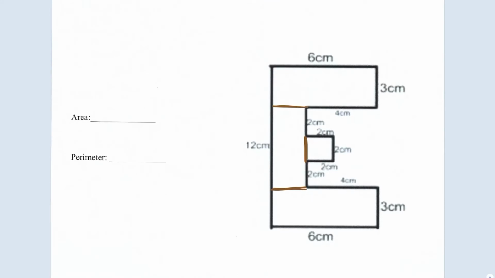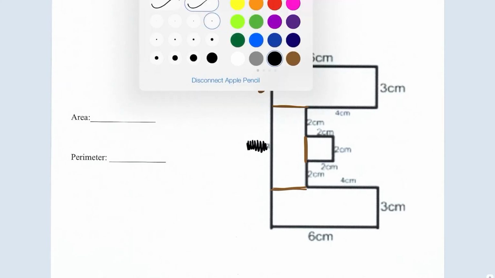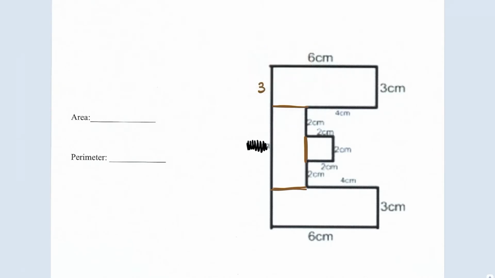I'm going to write in some dimensions that I don't know yet. I know this side is going to be 3. I'm going to cross out this 12 for now. Don't forget it's there, but I'm just going to cross it out so we don't get confused. Then I also know, because of this 3, I know the left side is 3.